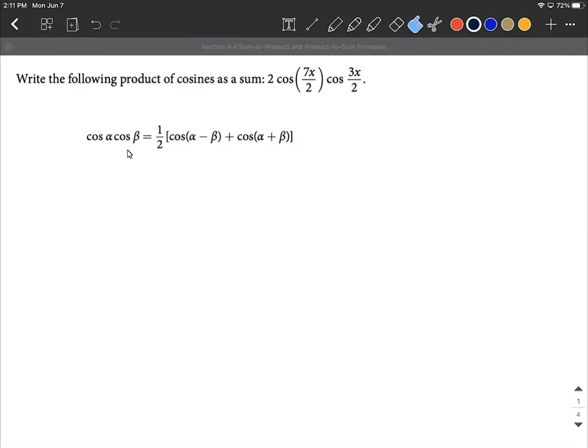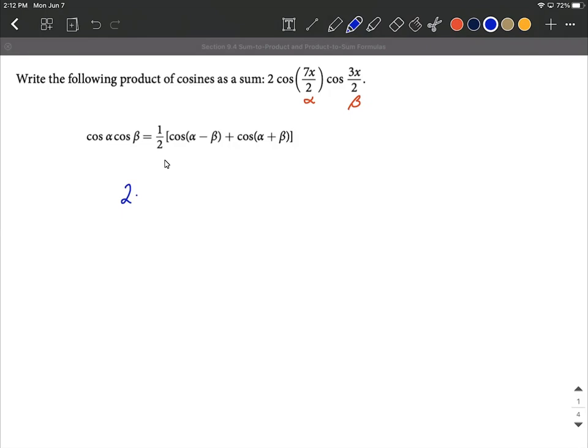As we get going on this, I think it's always handy if we first identify alpha we're going to be using as 7x over 2, and beta is going to be identified as 3x over 2 as we fill into our formula down here. Now this one has slightly a little bit more going on, in that we have a 2 hanging out in front. That's going to come along, so that's going to be part of our solution. To that, we have to basically plug into the right half of this formula.